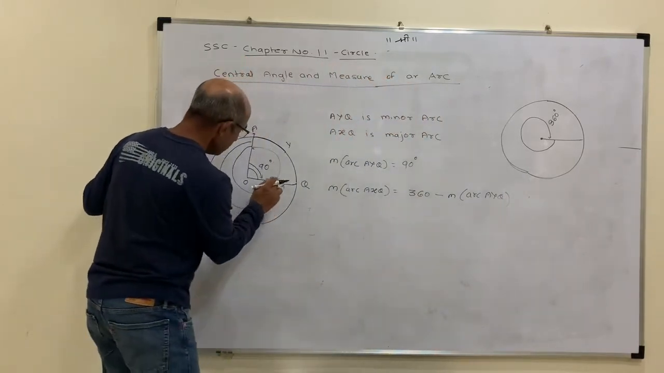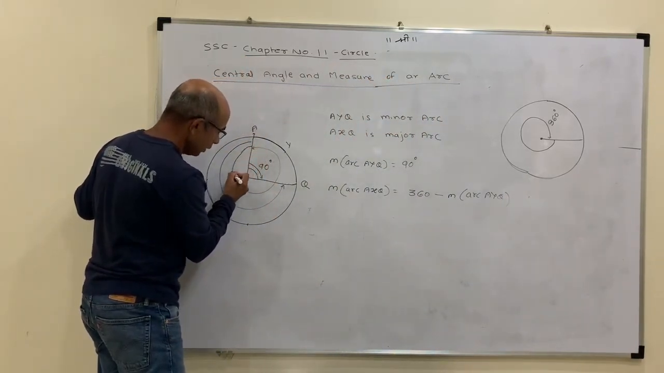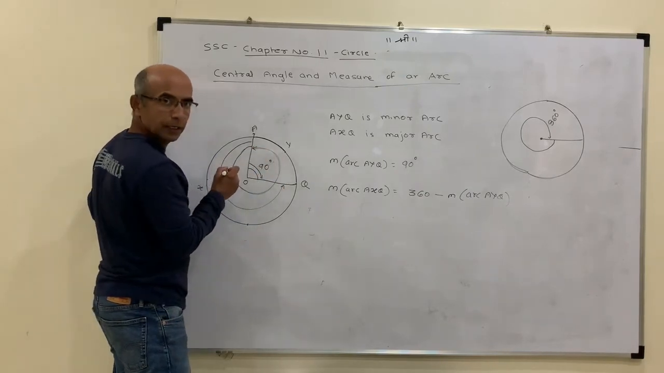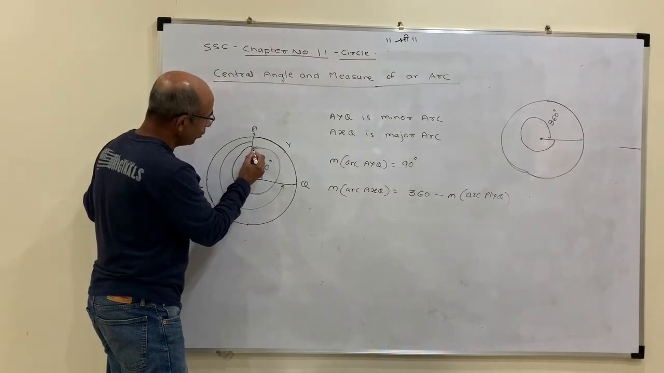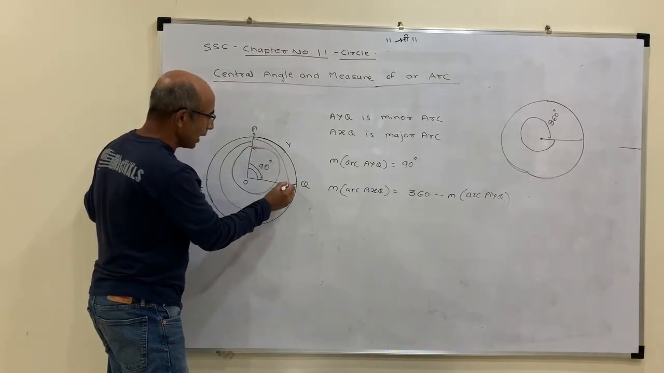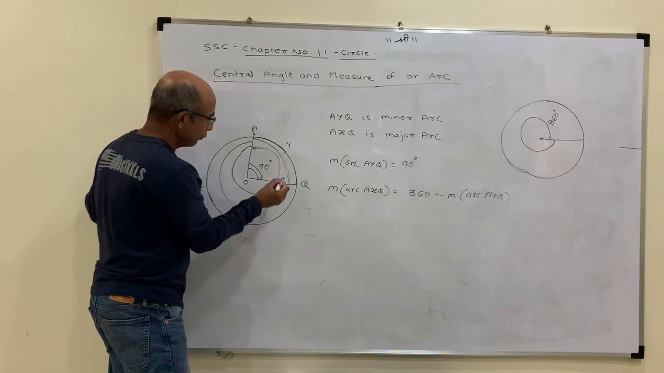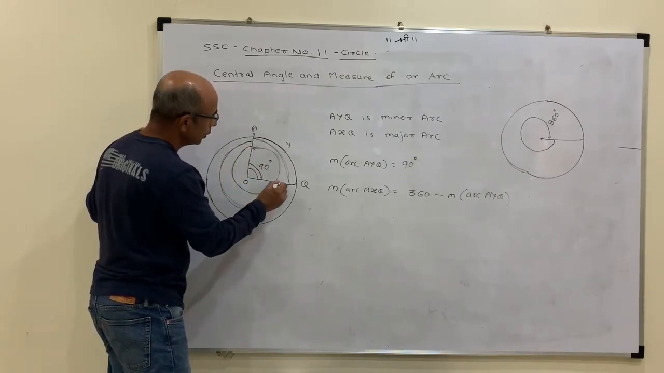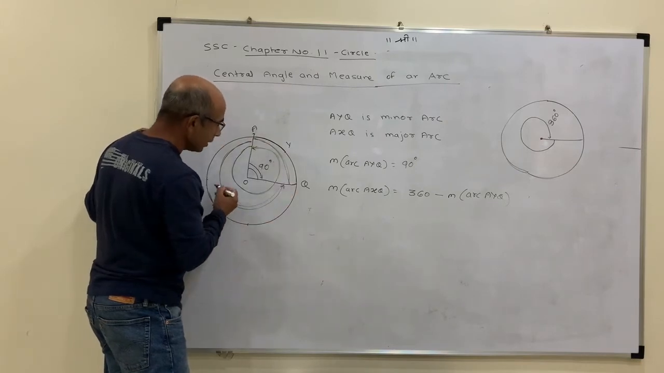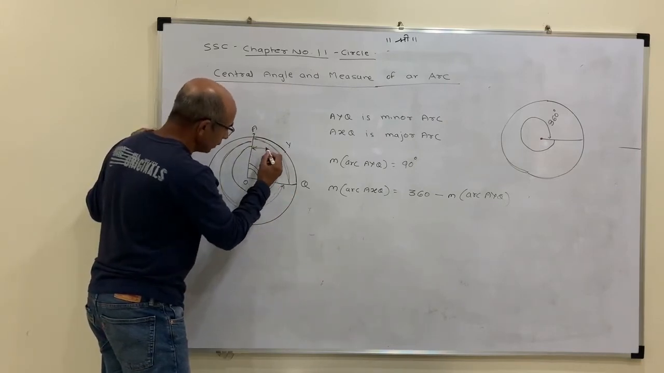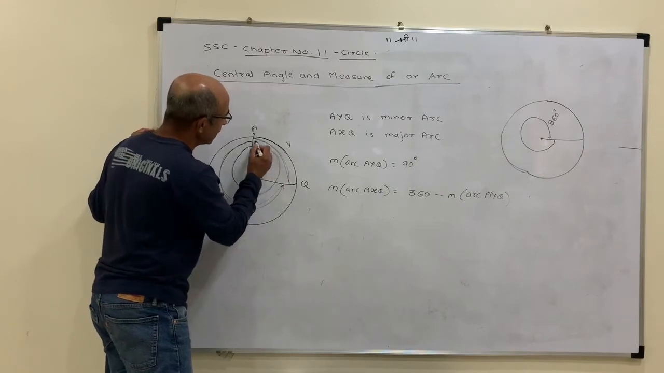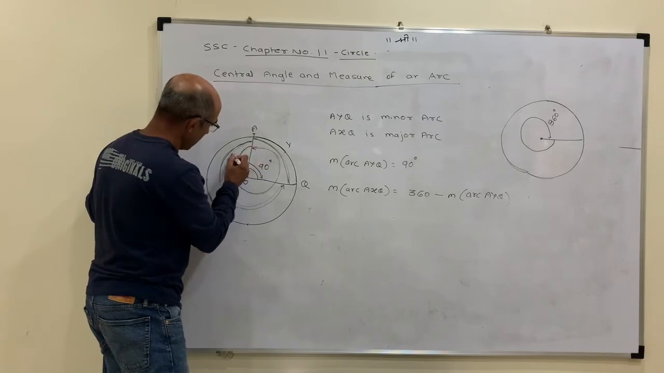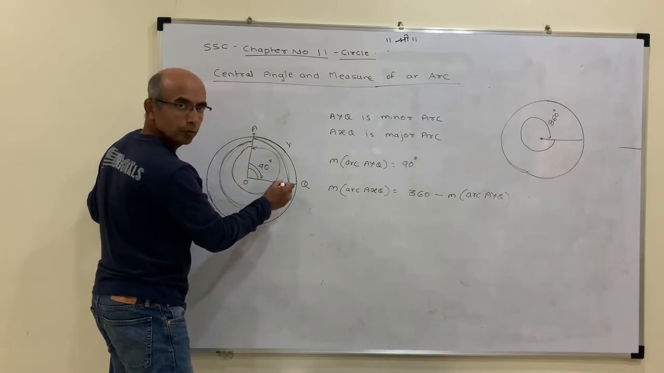So the total from this point to this point again is 360 degrees. We already know the measure of arc AYQ, and we need to find the measure of arc AXQ. So if I subtract AYQ from the total 360, I get the value of AXQ.